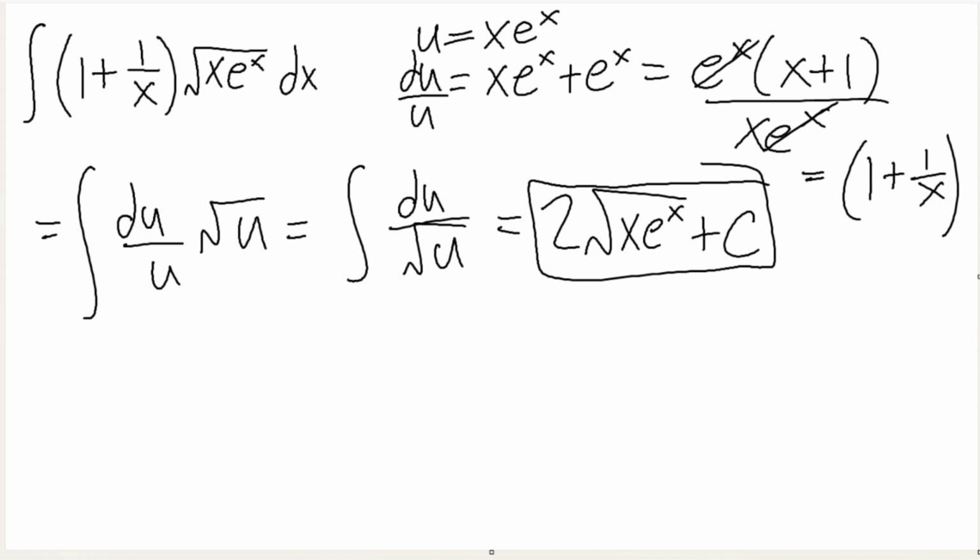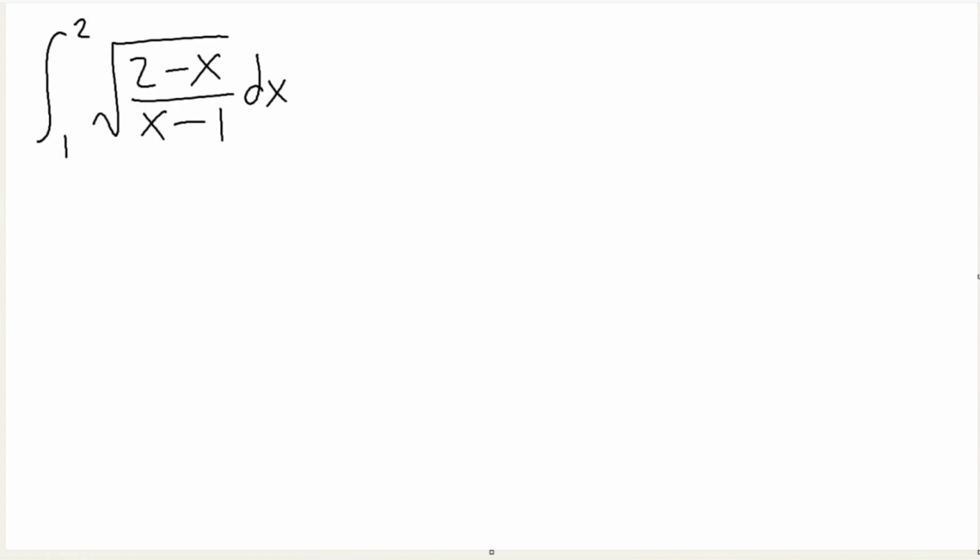Very sneaky. So what do we do here now? I'm going to let u equal this whole thing because honestly this radical looks nasty. And maybe there's some way that we can make the inside a lot nicer. So first off, I'm just going to let u squared equal 2 minus x over x minus 1. So pretty much u is equal to this whole thing.